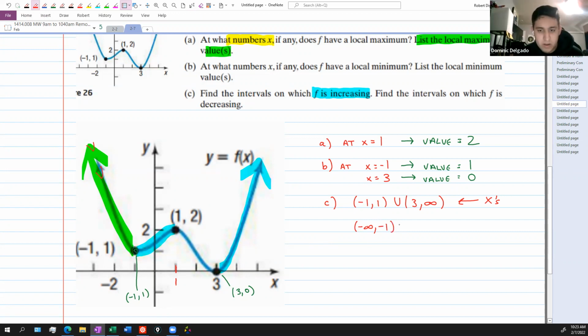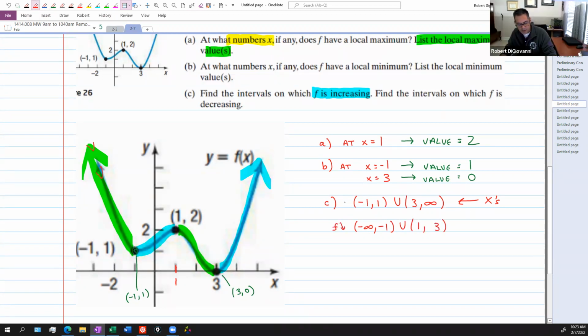Okay, yeah, sorry. And then where else? From 1 and then down to 3. 1 to 3, and we'll just throw a union between them. Yes, sir. Okay, there we go. This is where f was decreasing. This is where f was increasing. This all makes sense?